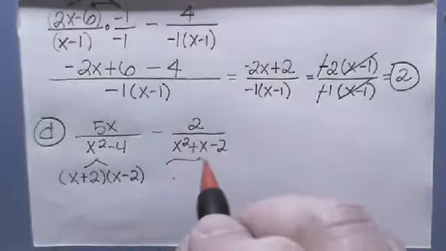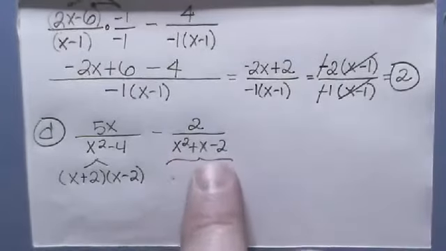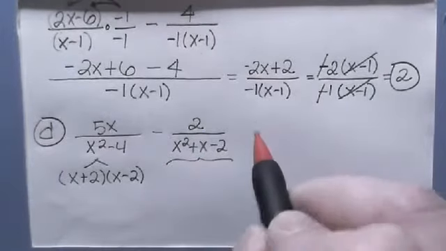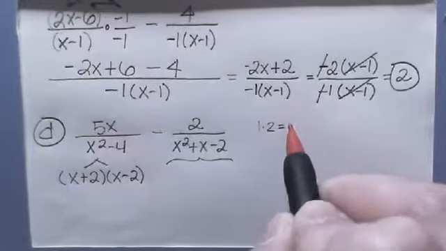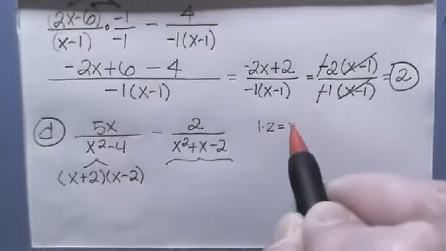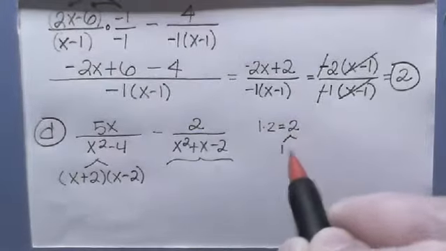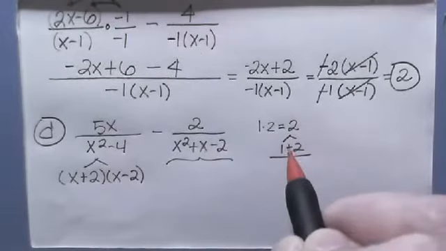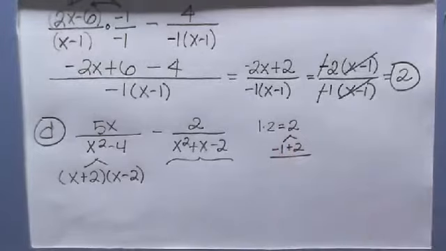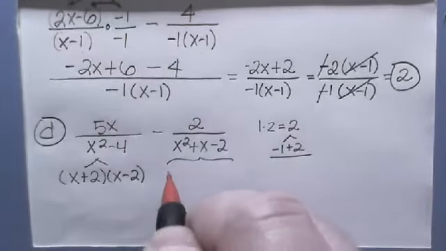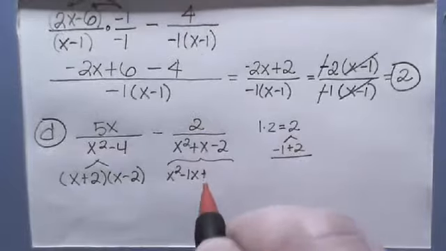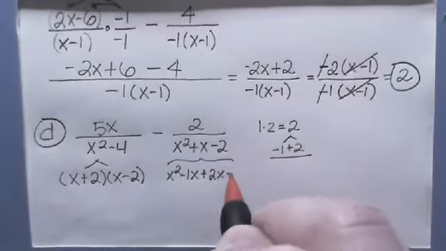This one here, we cannot factor anything from all three. We cannot use special factors, so that means we have to do 1 times 2. 1 times 2 is 2. Numbers give me 2, 1 and 2. With 1 and 2 give me a 1, you bet. The 2 has to be positive, the 1 would have to be a negative. So this would be x squared minus 1x plus 2x minus 2.